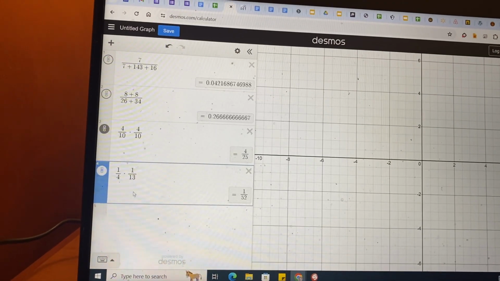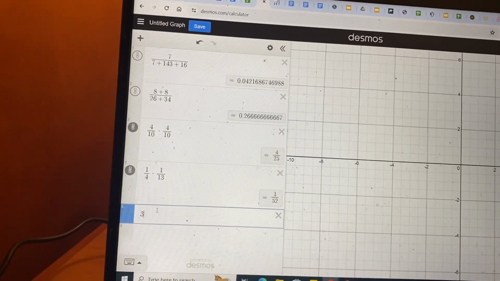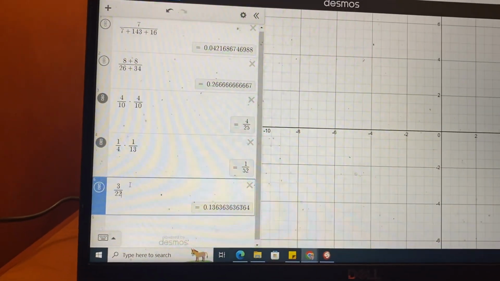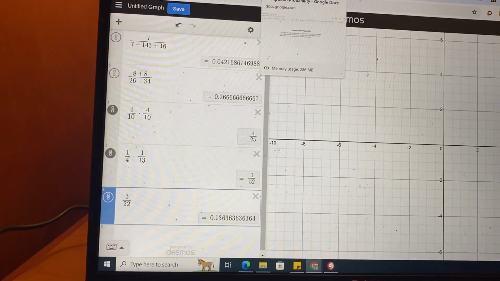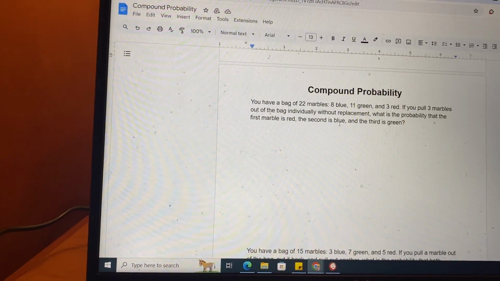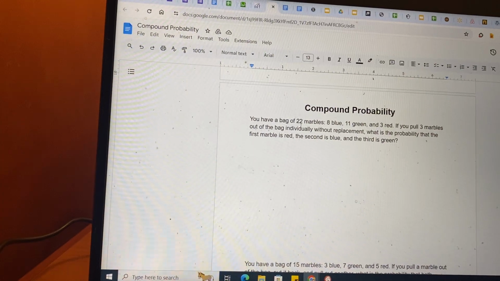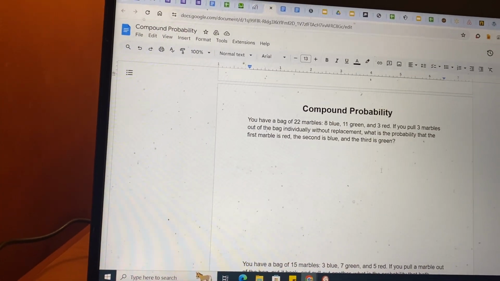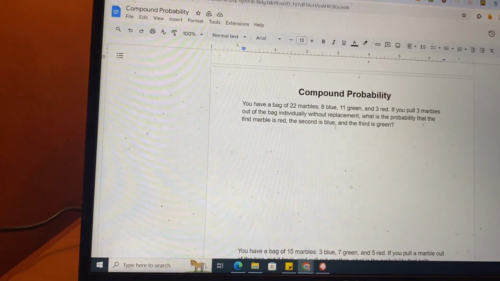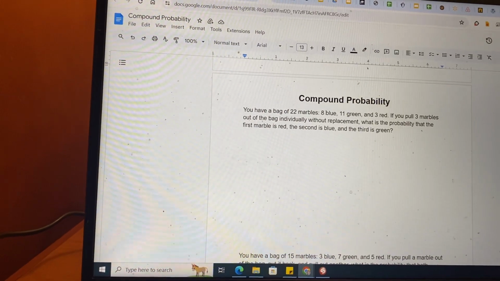So I'm going to put my first one as 3 out of 22. Okay. Then it's saying the next one is going to be blue. Well, we kept that first marble out. So instead of 22, we have 21 now. But there's still 8 blue.